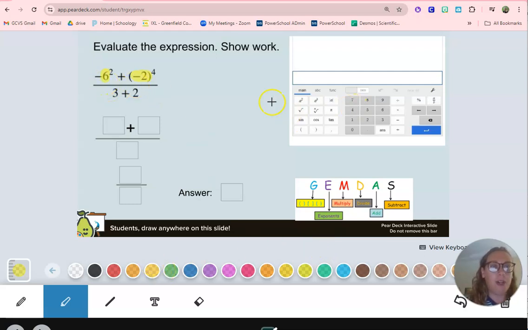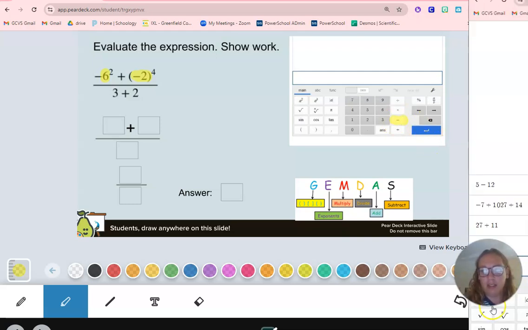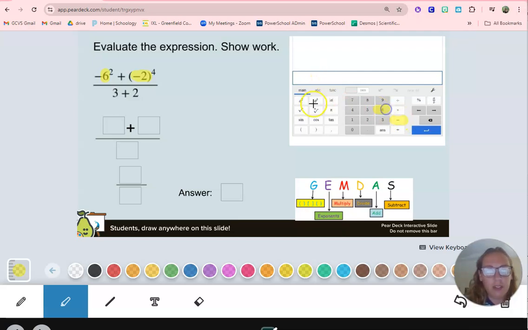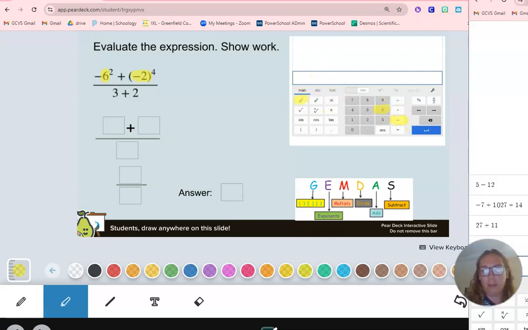So for the first one, we want to type minus 6 and then hit this squared button.